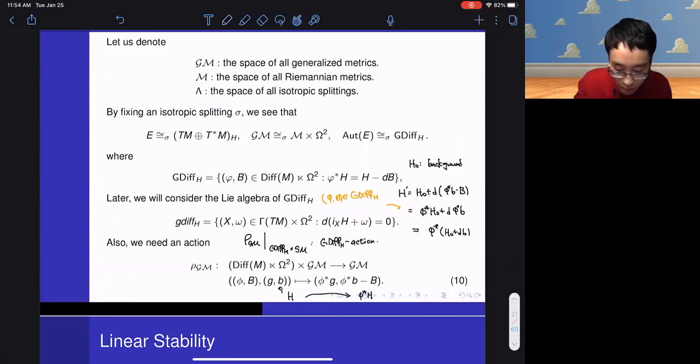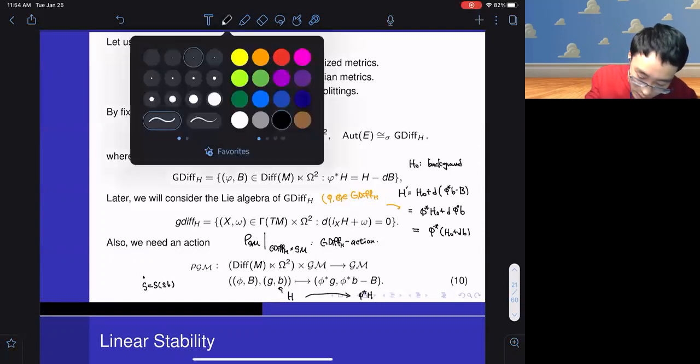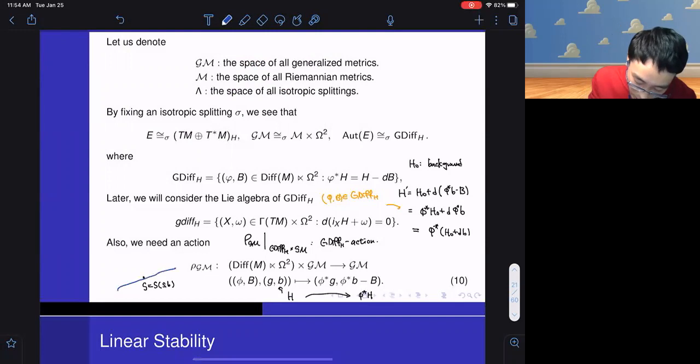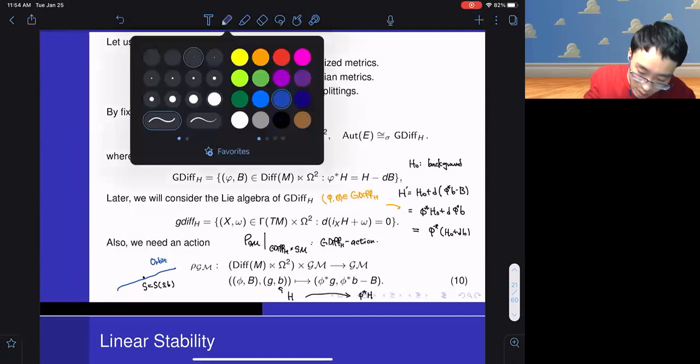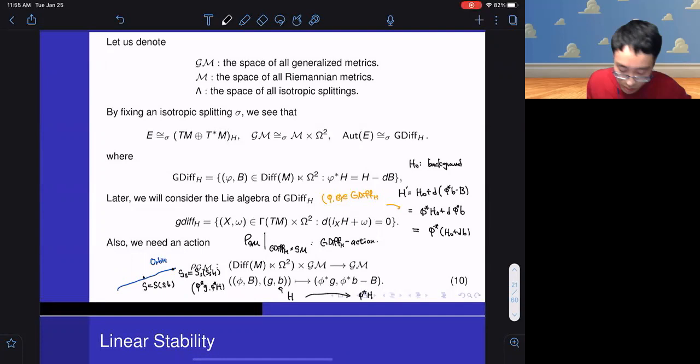So you can see that if you consider the generalized metric here, G with GGB, and the action and the orbit with respect to this action, then every metric here, GS, GSBS, corresponds to phi star G, phi star H for some phi. This is what I want to say.